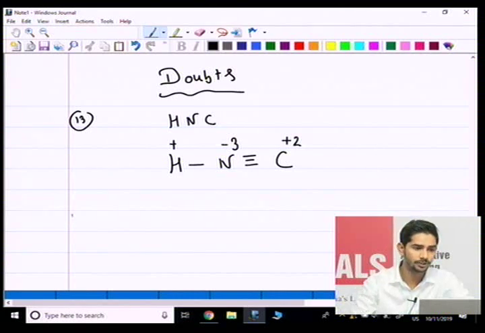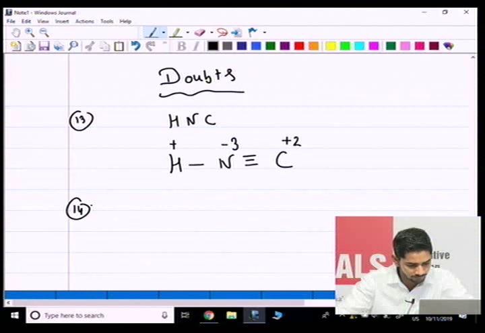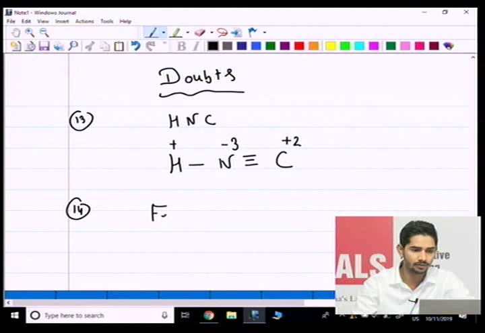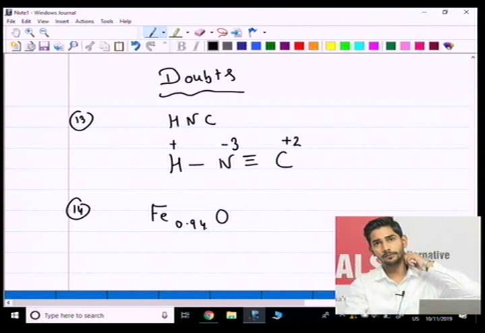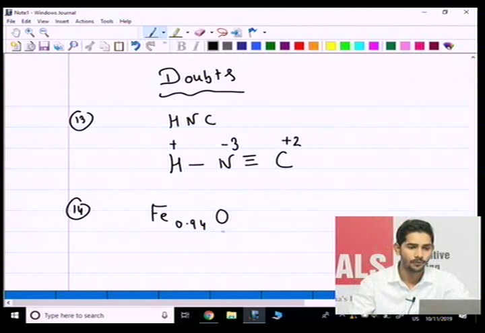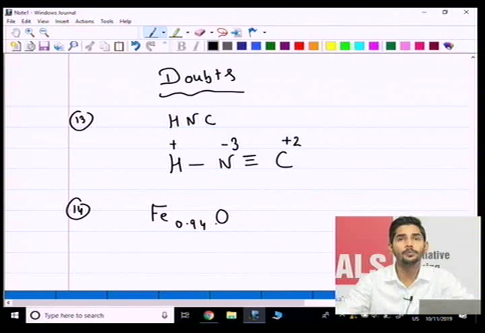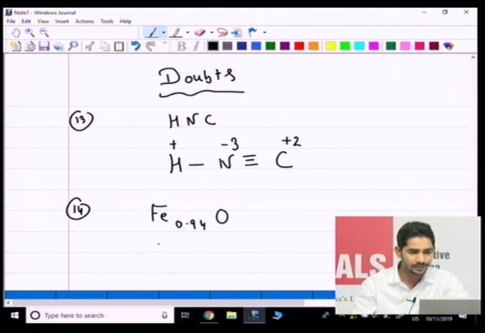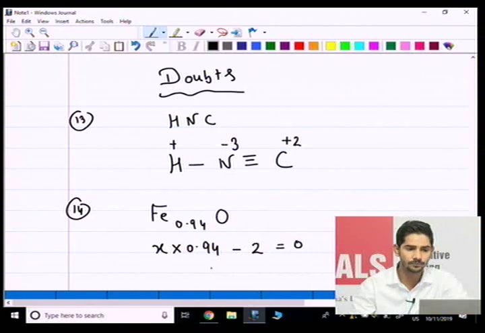Now, question number 14. Oxidation number of Fe in Fe0.94O. Guys, we have to deal with questions where the number of atoms could be 3, 4, 5 and so on. Here the atoms of Fe are 0.94. So we have to calculate the oxidation number of the Fe. We will multiply it with the number of atoms, which is 0.94 given to us, and the oxidation number of oxygen is -2.